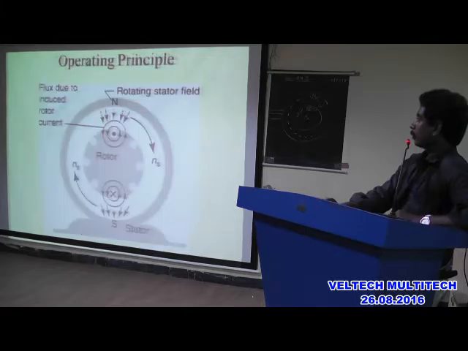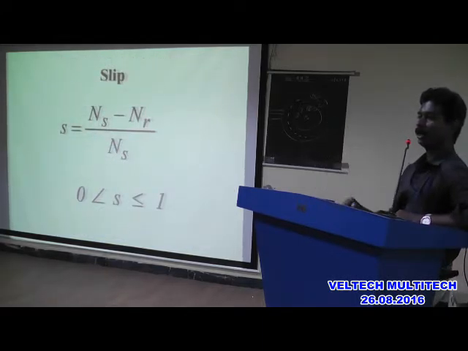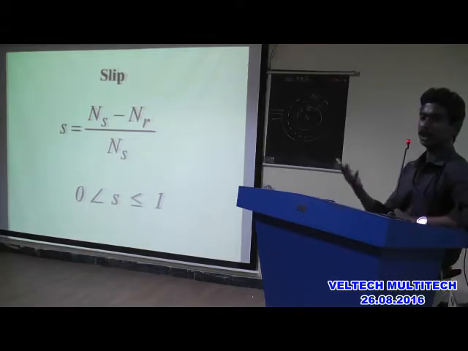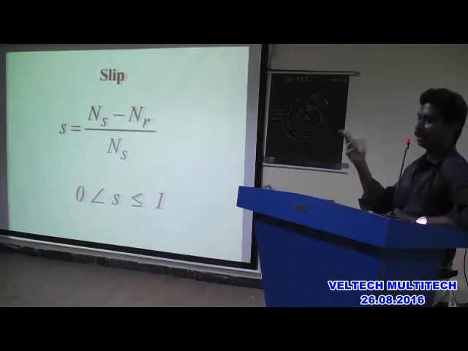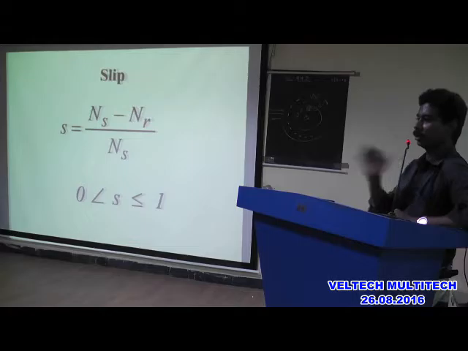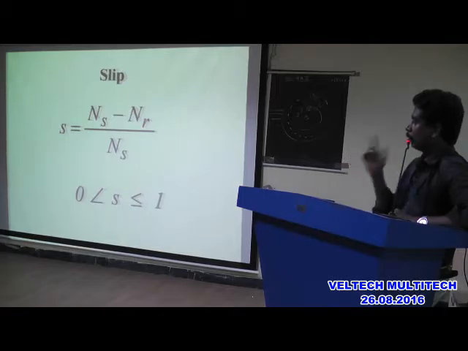Now slip. Slip equals (ns minus nr) divided by ns. What is the slip in the case of a synchronous motor? Zero, because nr is ns. In a synchronous motor, the rotor always runs at synchronous speed, so ns minus ns is zero. So a synchronous motor always runs with zero slip. An induction motor always runs with some slip, so nr is not equal to ns.